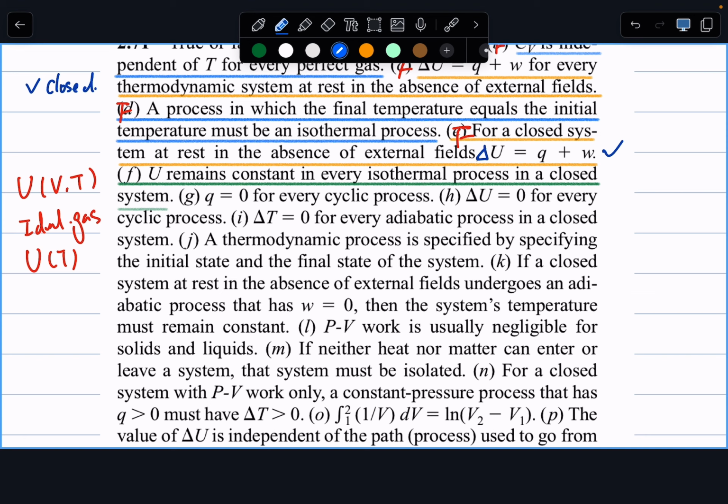Okay. Next up, G, we have Q equals 0 for every cyclic process. Yes? I'm sorry, Professor, but back to the last one. You said that it would be true, even though they didn't specify. If we specify it being an ideal gas, so this one is false, but if we specify it being an ideal gas, then it can be a true statement. That's the whole point here: if we have a false statement, think about how to make it a true statement. All right, so G, Q equals 0 for every cyclic process. Q is a line integral, so obviously this is false.